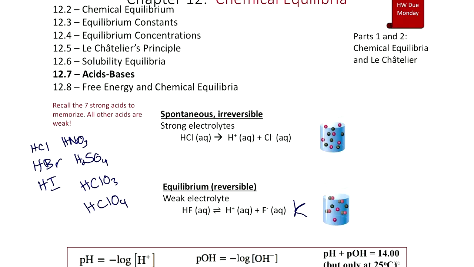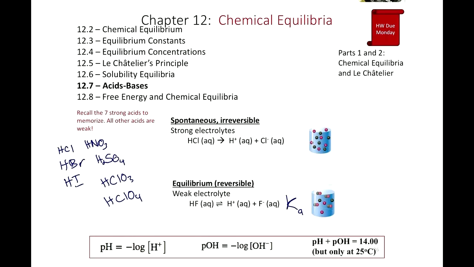So this HF also has a K associated with it, right? So we're going to talk about weak acids, how to calculate their pHs using their K values. But for acids, specifically, it's called a Ka. What do you think A stands for? Acid, yes. So it's a K specific for an acid. All right, and these are the equations you're going to use to calculate pH and pOH and all of that.